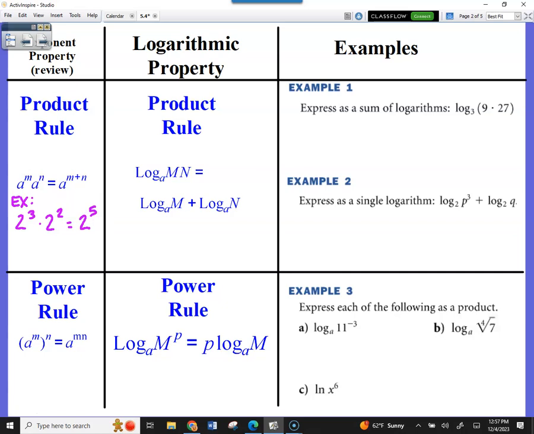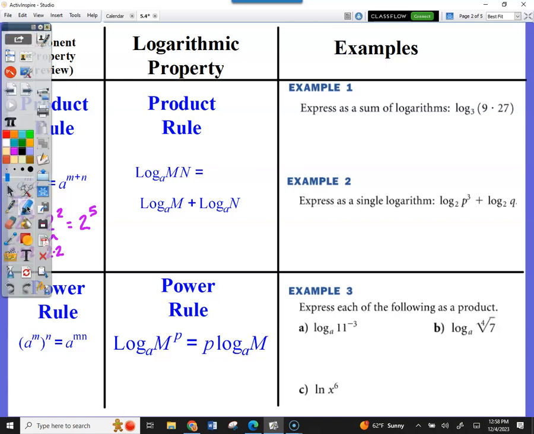If you forget that, just go back to expanded form from the very beginning. 2 cubed means 2 times 2 times 2. 2 squared means 2 times 2. Well, how many 2's are there? There's 5. So if you forget the rule, write it in expanded form, and common sense will remind you of the rule. What does it look like with logs?